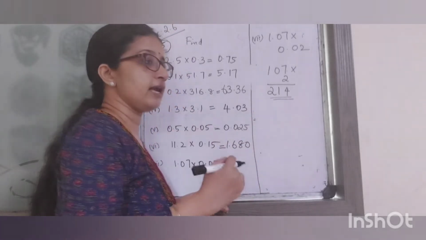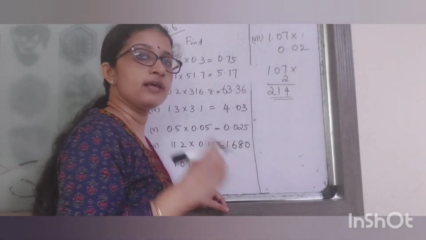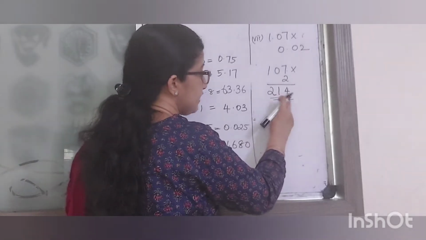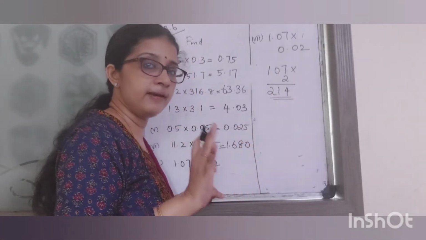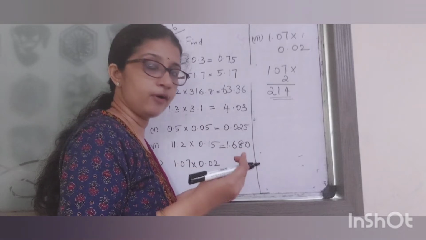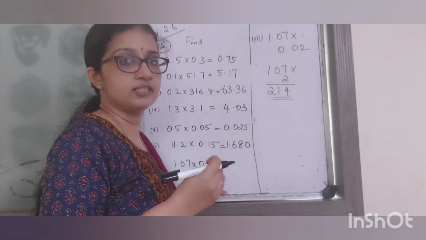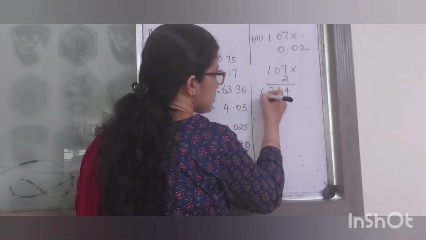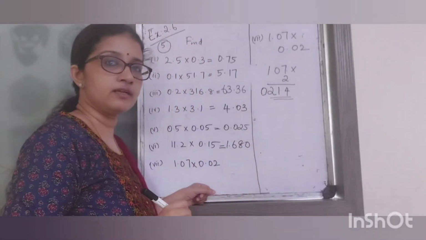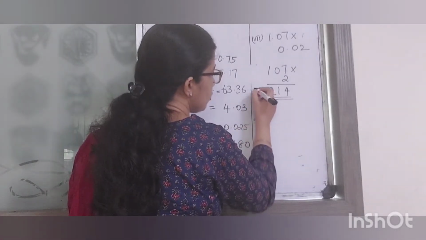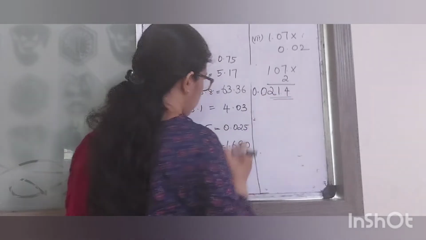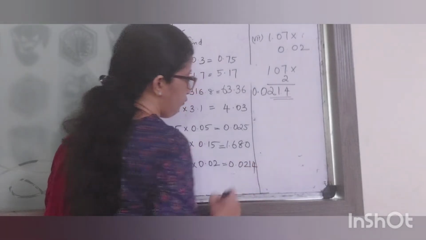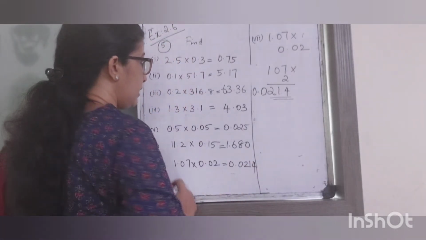So what can we do so that there are 4 digits to the right hand side of the decimal point? We have to add an extra digit, right? So here there are only 3 digits. So if you want 4 digits to be there to the right hand side of the decimal point, we have to add an extra digit. Correct? So where should we add that extra digit? We should add the extra digit, that is 0, in front of the number. Okay? So the answer is 0.0214. Okay, the answer is 0.0214. Correct?